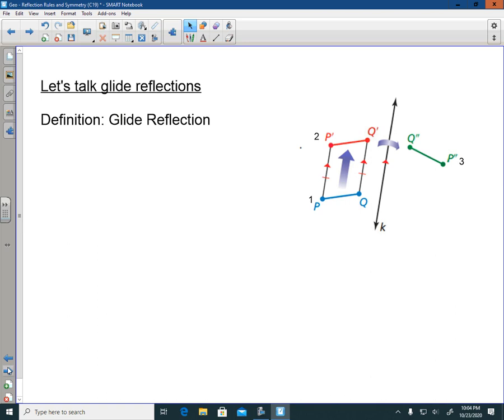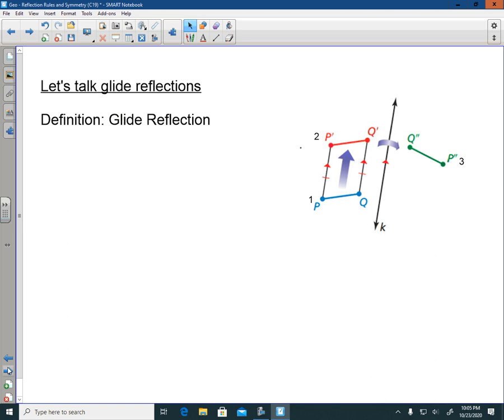called a glide reflection. Anytime you combine a translation, look at how we have PQ in position 1, and then it translates to position 2 to get PQ prime, and then you add in a reflection over a line, see position 3 there for the green segment, that is called a glide reflection.